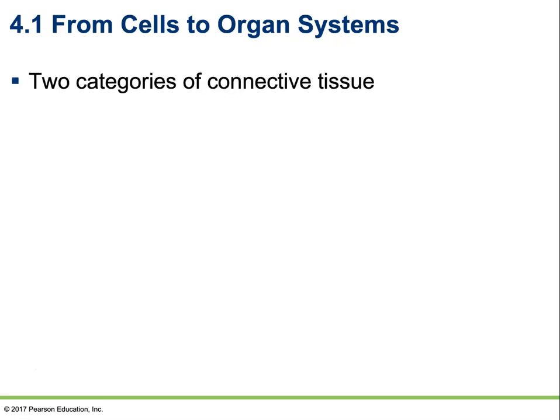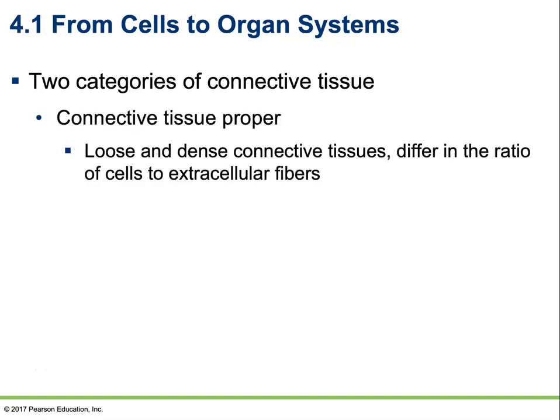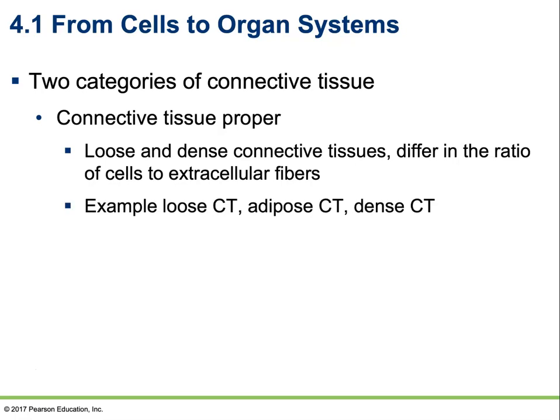There are two categories of connective tissue that we are going to be discussing. Number one is going to be connective tissue proper. Connective tissue proper is going to be loose and dense connective tissues. They're going to differ in their ratio of cells to extracellular fibers, but they're going to have sort of similar purposes. So loose connective tissue, adipose connective tissue, dense connective tissue. Loose connective tissues, like areolar connective tissues and adipose tissues, contain many cells and very few loosely woven fibers. The primary purpose of loose connective tissues is going to be cushioning organs and providing insulation.